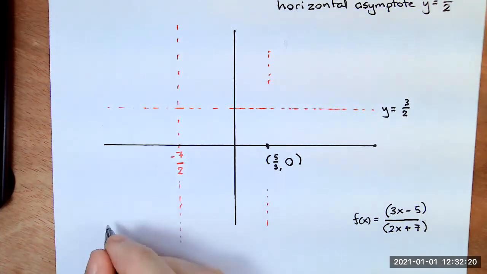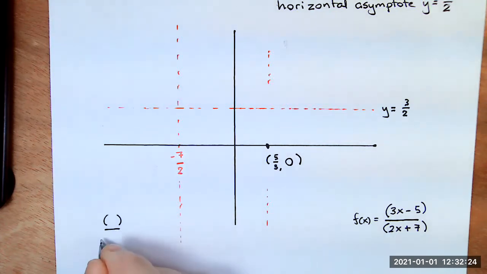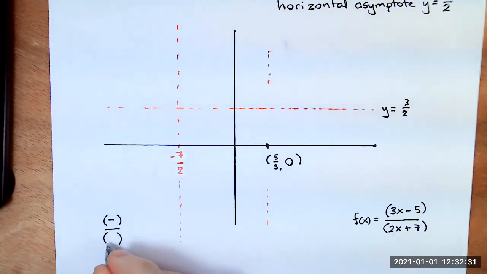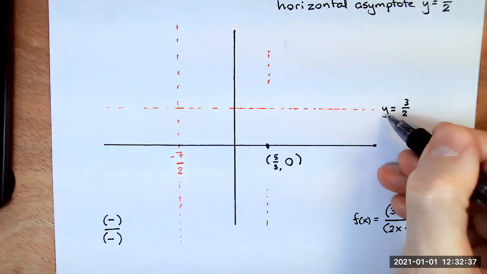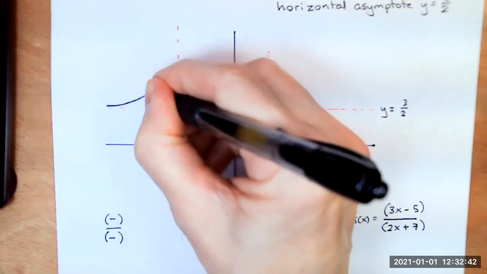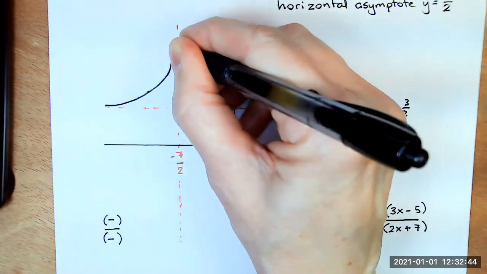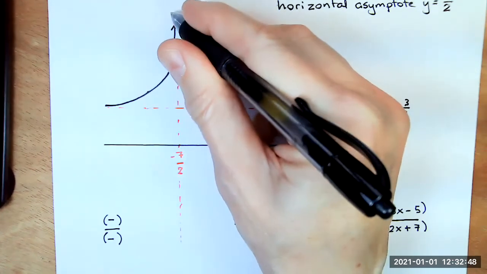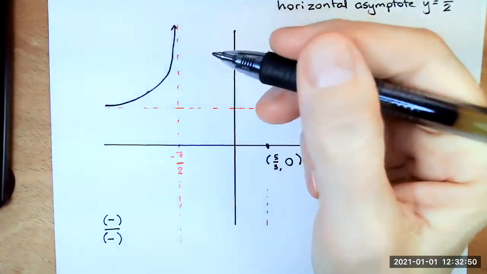So if I plug in a number less than negative 7/2, like negative 10, I'll get a negative divided by a negative, which is positive. So my function has a horizontal asymptote of 3/2, and then a vertical asymptote at x equals negative 7/2. And since it's a positive number, that'll go to y equals positive infinity.